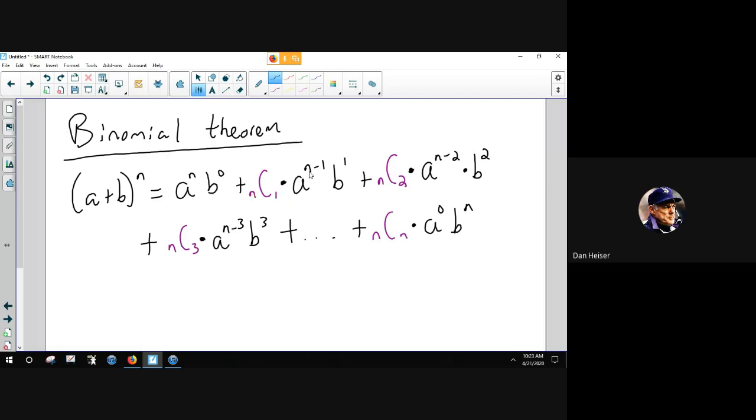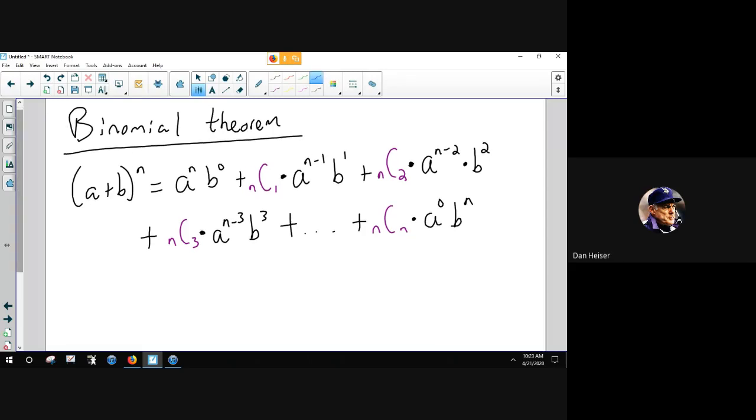5C1, A to the 4th, B to the 1st. 5C2, A cubed, B squared. 5C3, A squared, B cubed. We'd have 5C4, A, B to the 4th. 5C5, which is just 1. A to the 0, which is still 1. And then B to the 5th. That's when we would stop, when we get to NCN and A having 0 as an exponent. That's our last term. That's when we're done.